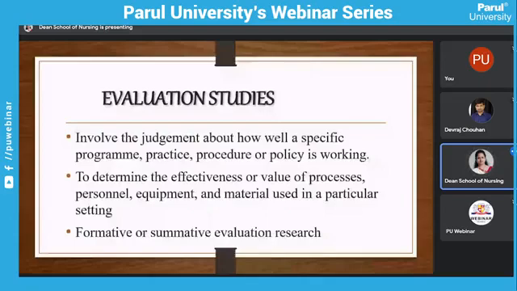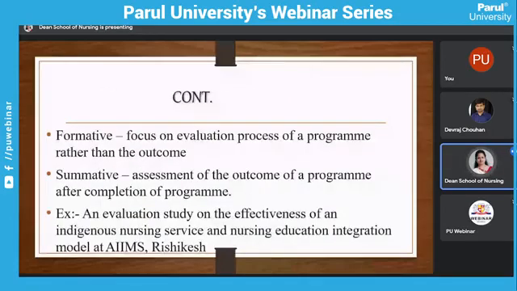Formative focuses on the evaluation process of a program rather than the outcome. Summative assesses the outcome of the program after completing the program. Example, an evaluation study on the effectiveness of an indigenous nursing service and nursing education integration model at Rishikesh AIIMS.